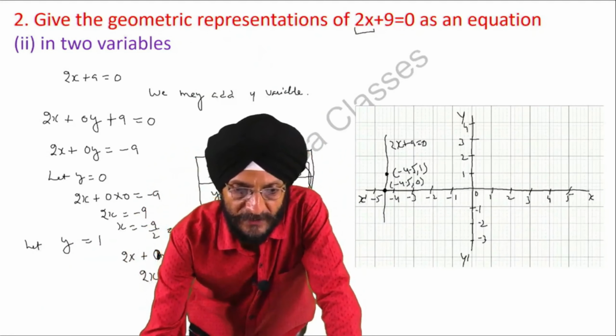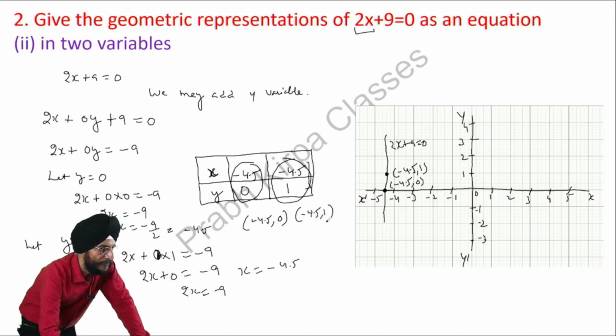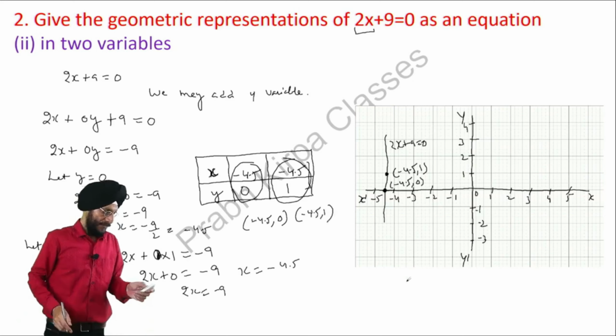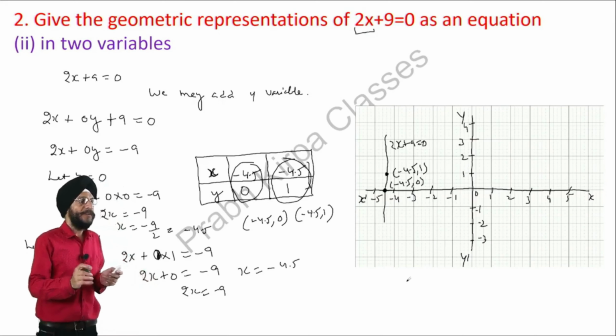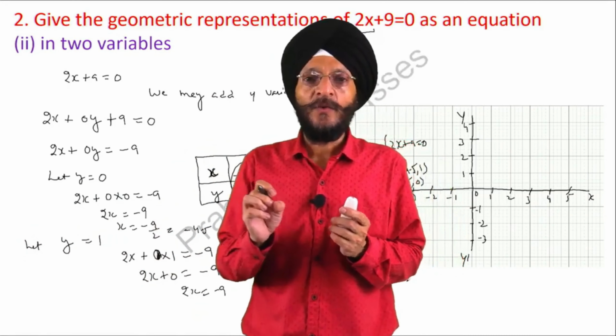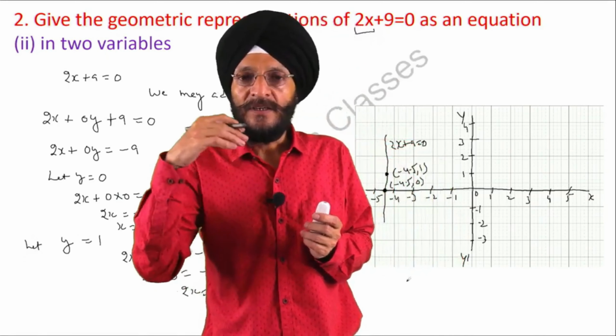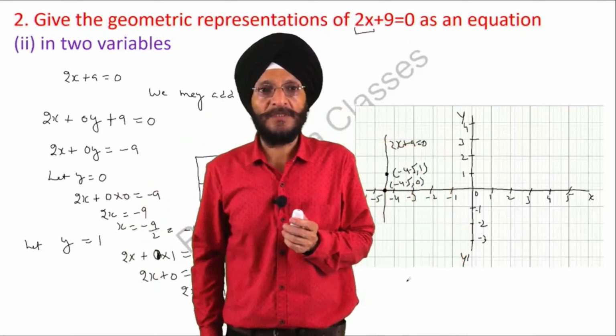You can also write the solutions here, minus 4.5 and 0, next solution minus 4.5 and 1. I hope you have understood the concept that in case only one variable is given, then we have to add the other variable in the case of a linear equation in two variables.